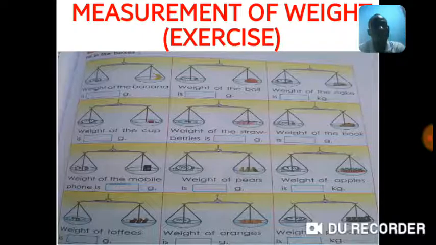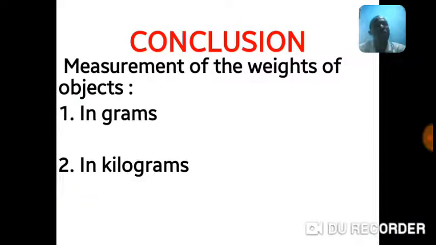We come to the conclusion of our lesson. What have we learned so far? Good. We learned about measurement of weight of objects in grams and in kilograms. Good. Now let's look at this assignment.